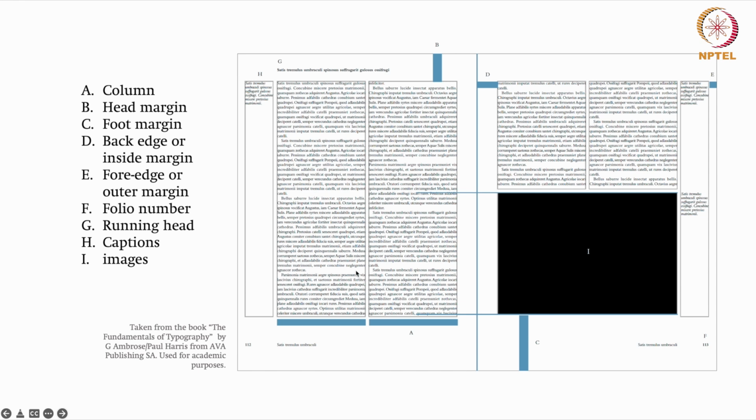You have the folio number right here, the page number. You have this outer margin, which is very small in this case. Then you have the image. So there are multiple things which go into this grid system.